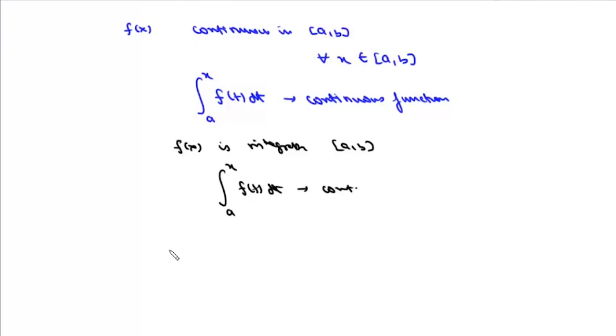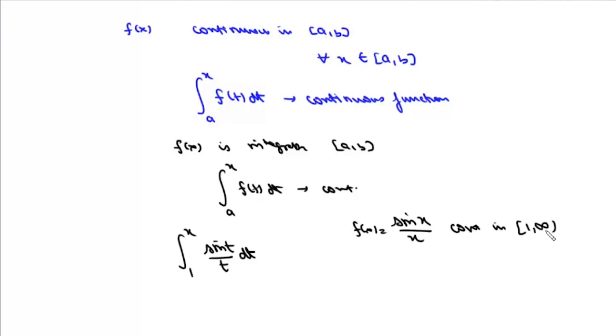So say for example, if we are given this integral from 1 to x of sin t upon t dt, now we know that sin x upon x function is continuous in 1 to infinity. So this integration of a continuous function will also be a continuous function. So this integral will be a continuous function.